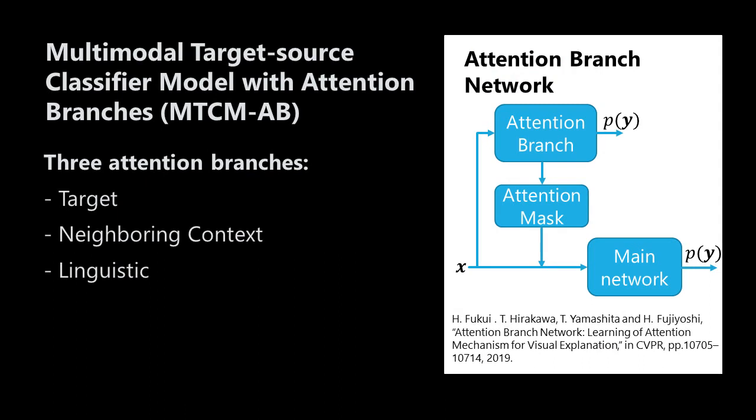What are attention branches? Initially, attention branch network intends to improve classifiers by separating a network into branches: an attention branch and a main network branch. While these branches predict the same labels, the attention branch outputs an attention mask that highlights the most salient part of the feature related to a given label. This attention mask is used thereafter to improve the main network accuracy.